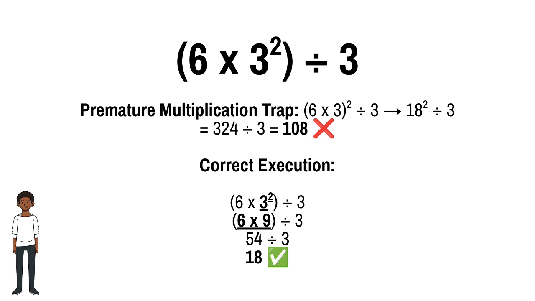Step 1. Focus inside the parentheses and evaluate the exponent first. 3 squared equals 3 times 3 equals 9. Now we have 6 times 9 divided by 3. Step 2. Complete the operation inside the parentheses by multiplying 6 times 9 equals 54. Step 3. Now that the parentheses are fully resolved into a single value, perform the final division. 54 divided by 3 equals 18. The final answer is 18.